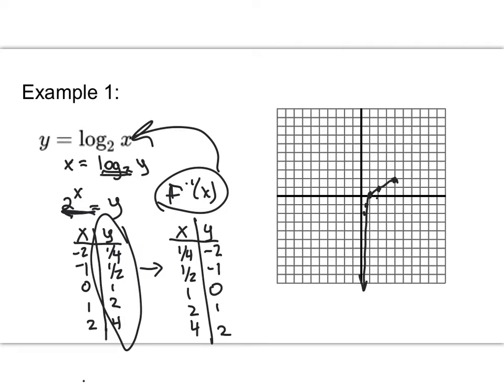Hey, if I pick carefully, I could find another point on this graph. How about 3? If x is 3, what's y? Yeah, that's right, it's 8. So I have another point even. And looking at the general shape of the graph from before, since my base is bigger than 1, it's going to increase instead of decrease.